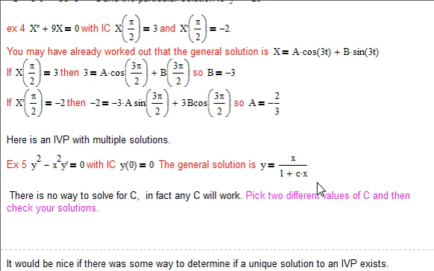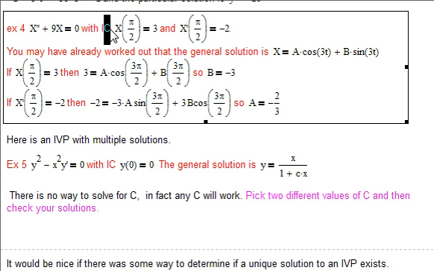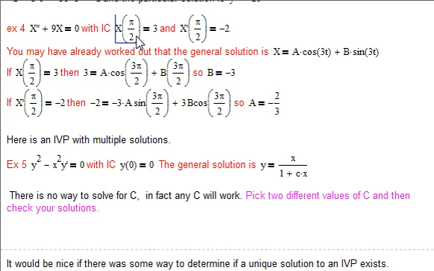Here's another example of an IVP. I hope you're ready for this. So, the second derivative of some function x plus 9 times the function is equal to 0, with our initial conditions: when t is pi over 2, x is 3, and when t is pi over 2, x prime equals negative 2.